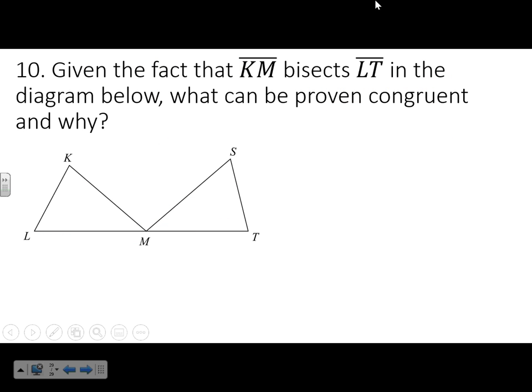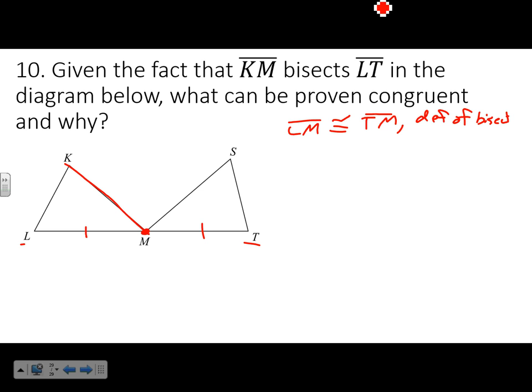Last but not least, given the fact that KM bisects LP, what can we tell? That means that LM is congruent to MP. Now again, you could say then that point M is the midpoint, but when you're talking about bisecting, it's got to be a segment or a line. So that means LM is congruent to PM. Why? That is the definition, and again, this would actually be the definition of a segment bisector, but if you just say definition of bisect, that's fine.